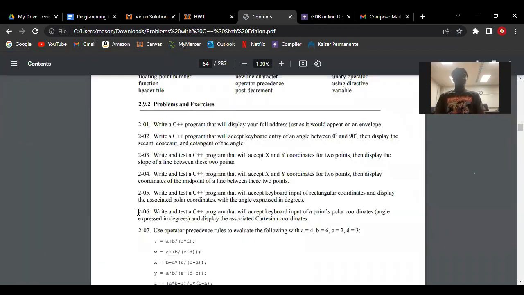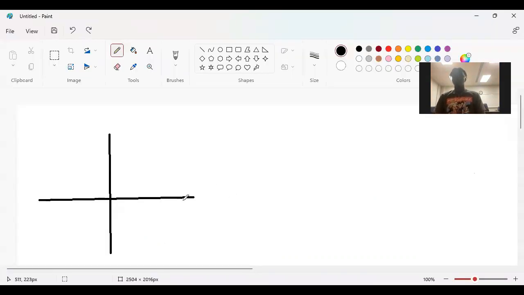Today, we're going to be doing this problem right here. So what we have to do is take polar coordinates and turn them into Cartesian coordinates using a C++ program. Basically, polar coordinates are an angle and a distance from the origin that the point is. If I had a point right here, the polar coordinate for that would be the length of this line as well as the angle that it makes with the x-axis.